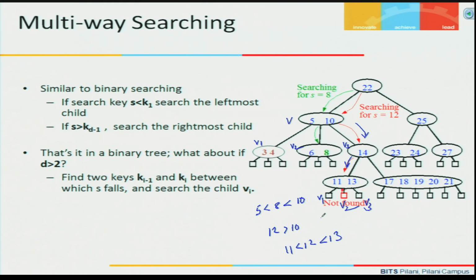So, multi-way searching is just a generalization of a binary search tree, in which case instead of storing a single key at a particular node, we are allowed to store multiple keys with properties like binary search tree maintained in the tree. So, these are called multi-way search trees.